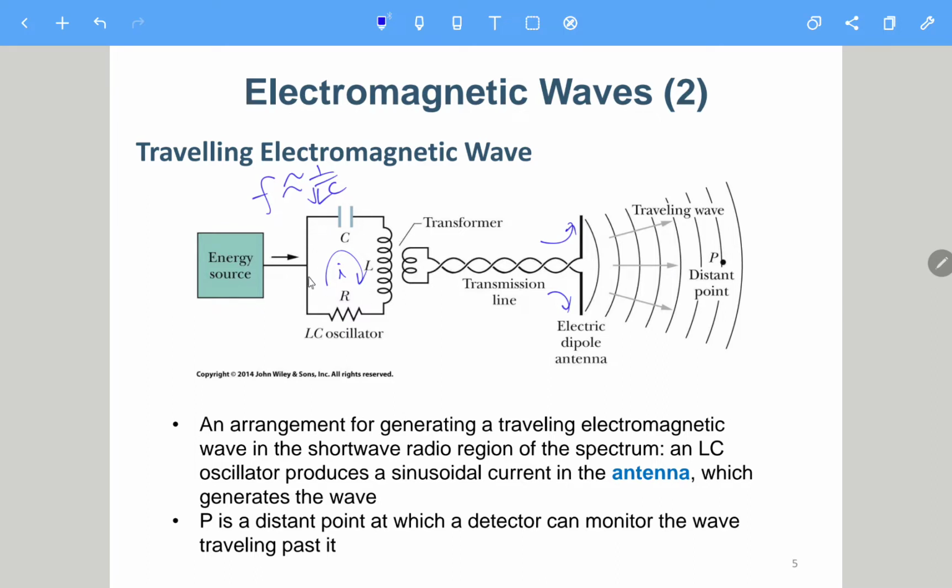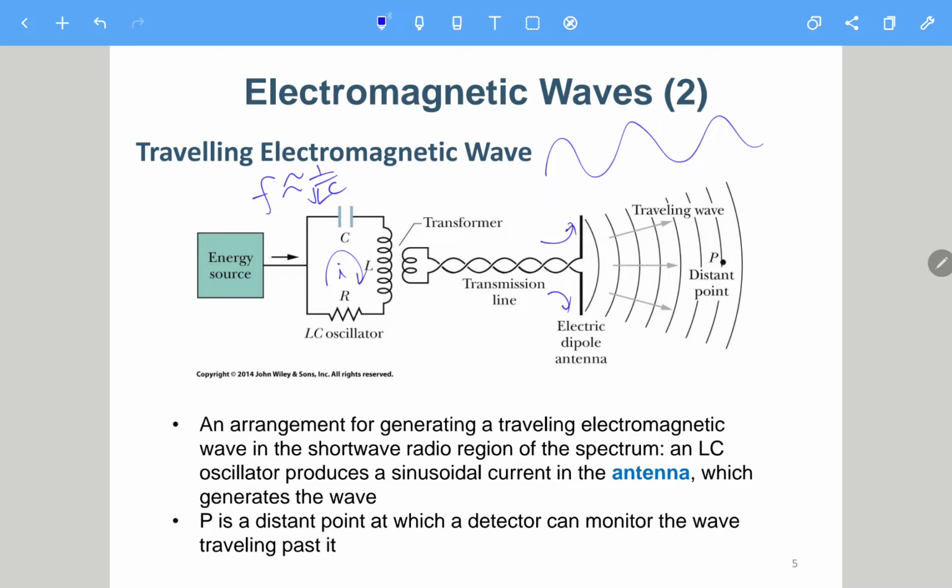But just for demonstration, this is just a single frequency oscillator here. Even for a single frequency, this current is going up and down like a sinusoidal wave. As long as we have some current which is time varying, according to the Maxwell equations it will generate some E field and B field. And then this E field and B field are also time varying, also going up and down.